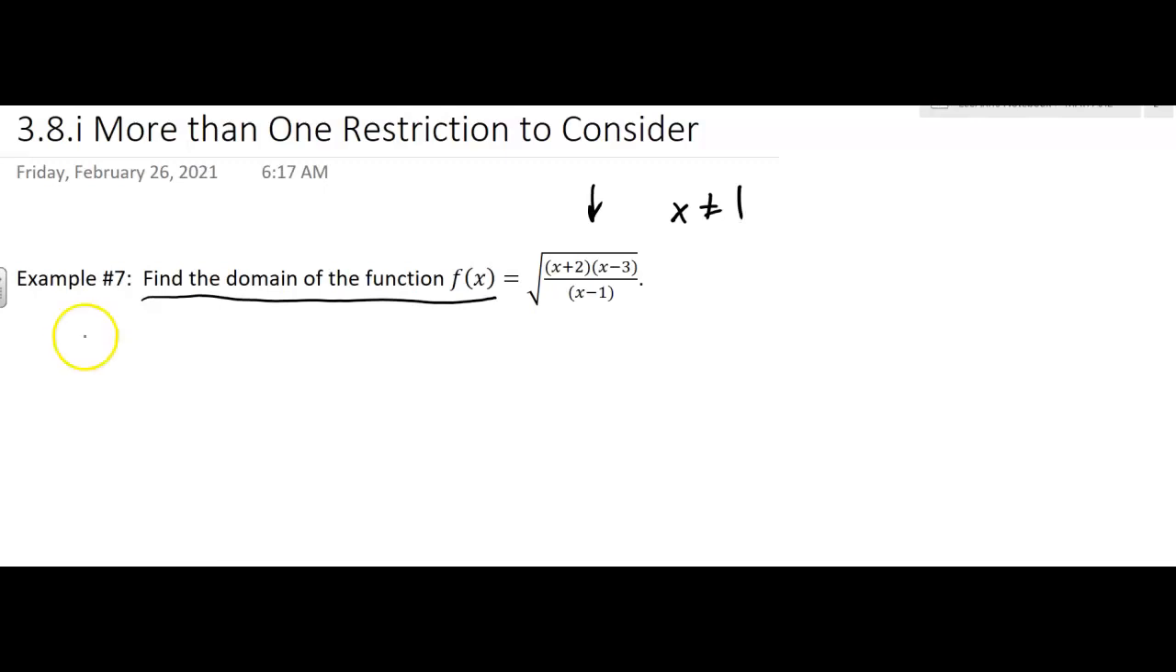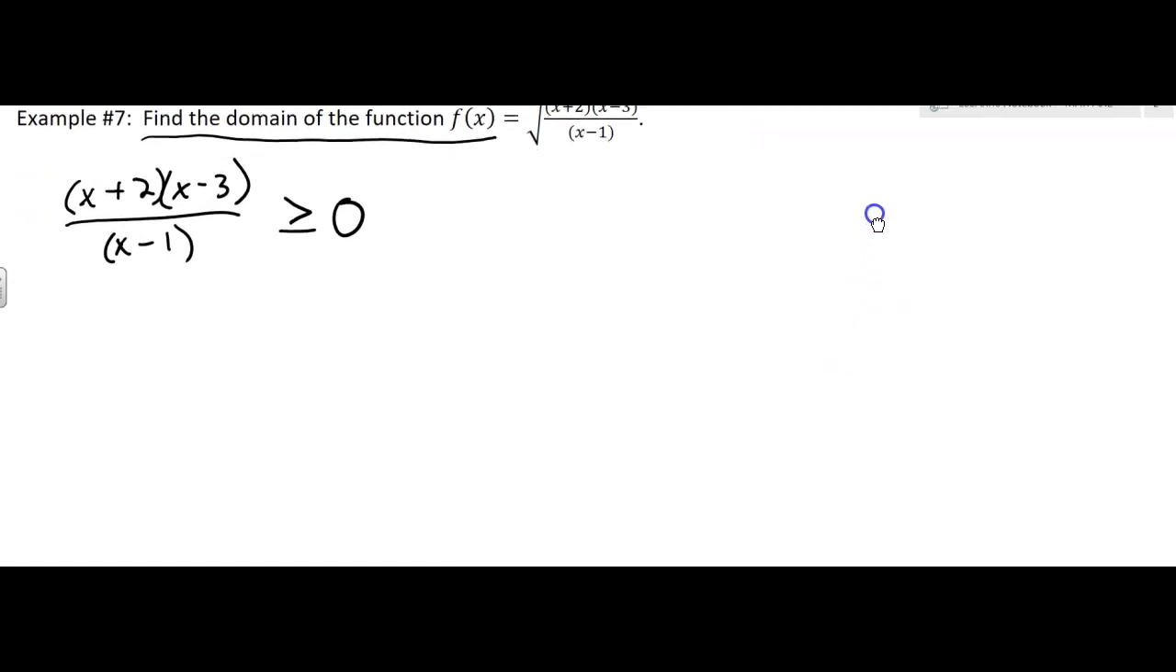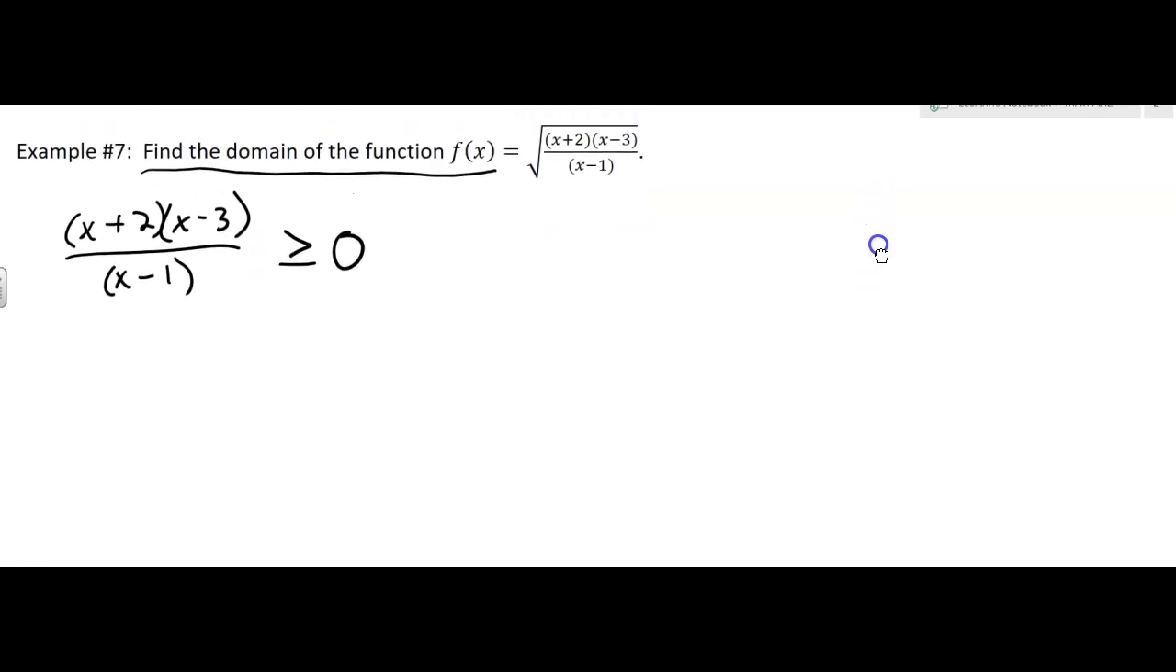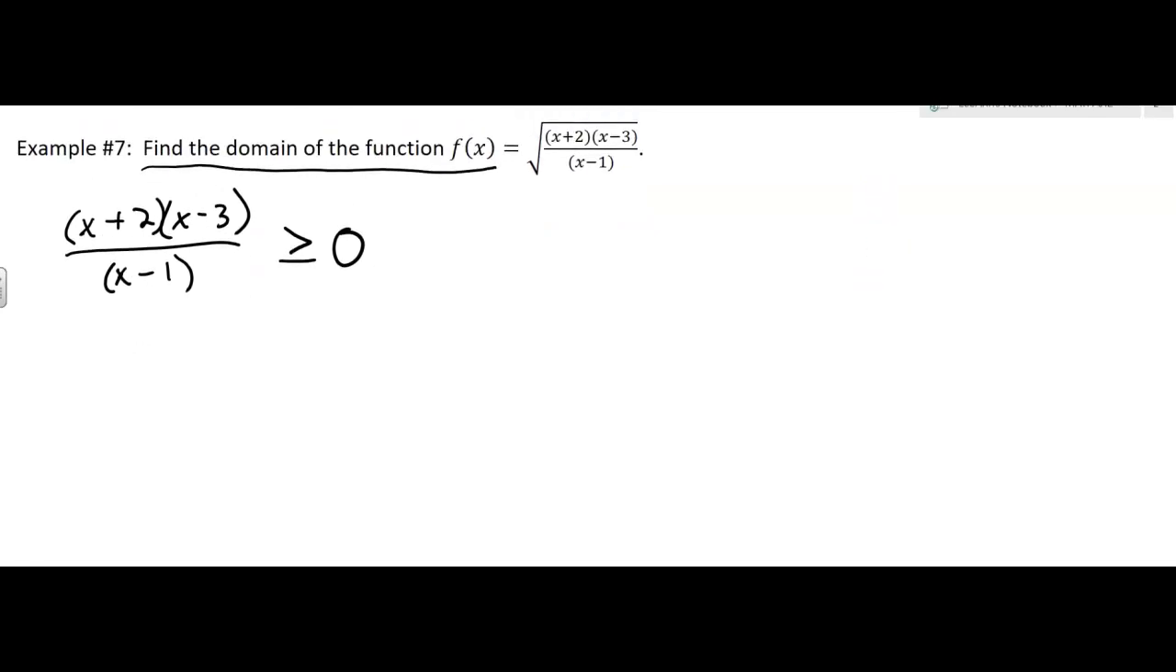And then we're going to say we have to have (x plus 2)(x minus 3) over (x minus 1) be greater than or equal to 0. Okay, that's how I said it. I'm going to scroll this up. And we have to have it be positive because you've got to take the square root of a positive number, right? You might remember doing these in the past.